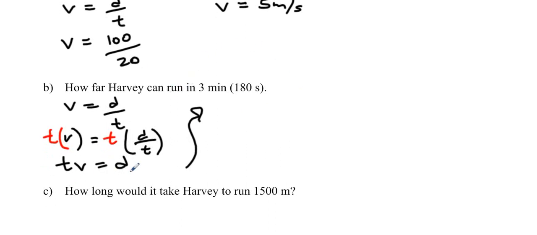So now I've rearranged the formula, and I can say then that the distance is the time, which is 180 seconds, times his velocity, which is 5 meters per second. So the distance is 180 times 5, which is 900.